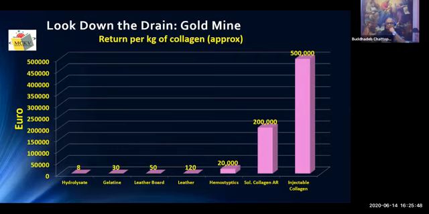We make gelatin, 30 euro per kg. Leather boat, 50. Leather, good quality leather, best quality of leather, 120 euro per kg of collagen. Now, coming to the last three is the area where there is a gold mine. Hemostatics, 20,000 per kg of collagen. Soluble collagen AR grade, 2 lakhs euro. And my God, injectable collagen, 5 lakhs euro per kg of collagen.